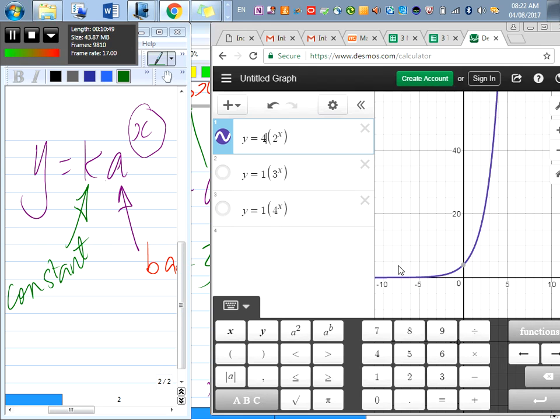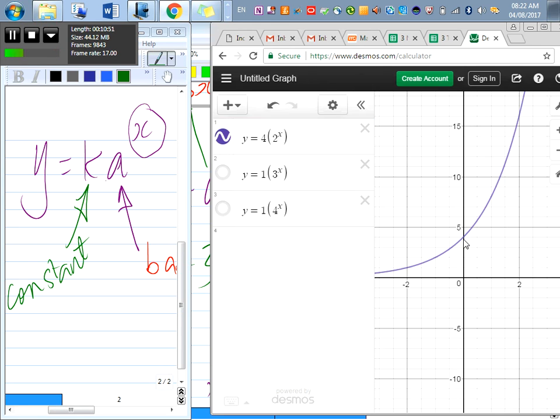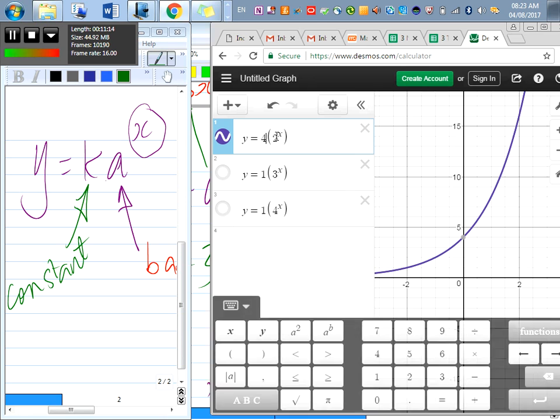What do you notice about the y-intercept? Right now, what is the y-intercept? The y-intercept is 4. Do you know why it is 4? Because when x is equal to 0, what is 2 to the power of 0? 2 to the power of 0 is 1. 1 times 4 gives me 4. So that's why the y-intercept becomes 4 when the coefficient is 4.